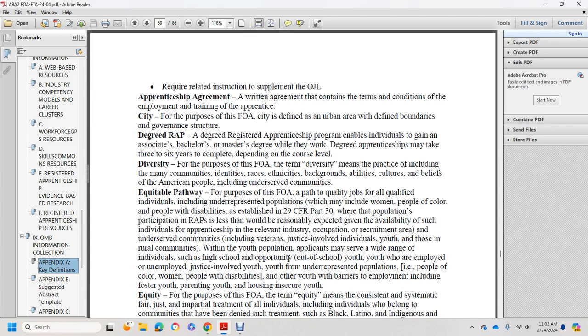Equitable pathway, for the purpose of the funding opportunity announcement, a path to quality jobs for qualified individuals, including underrepresented populations, which may include women, people of color, and people with disabilities, as established in 29 CFR Part 30, where the population of registered apprenticeship participants is less than would be reasonably expected given those available to become apprentices in the relevant industry, occupation, and recruitment area, and underserved communities, including veterans, justice-involved individuals, youth, and those in rural communities.